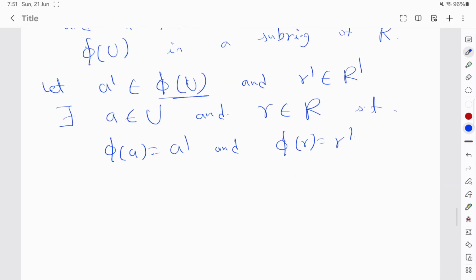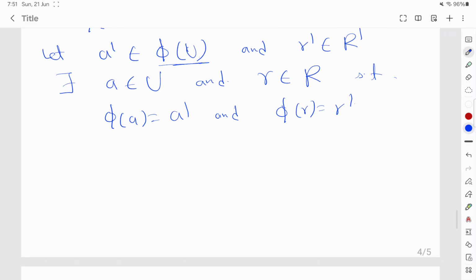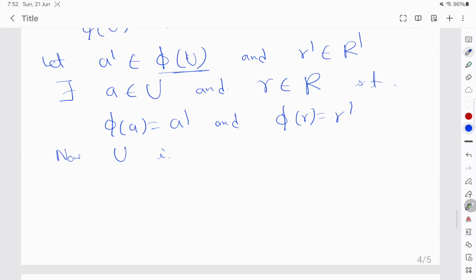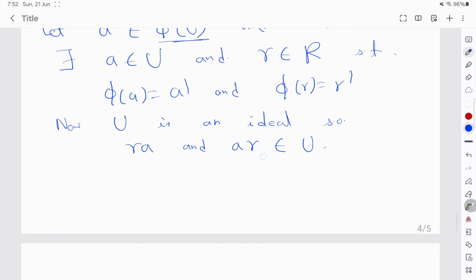So what you have to show is that a into r and r into a both belong to the ideal. That's it. Now your U is an ideal, so you can say r into a and a into r belong to U. Okay, this is what you have.